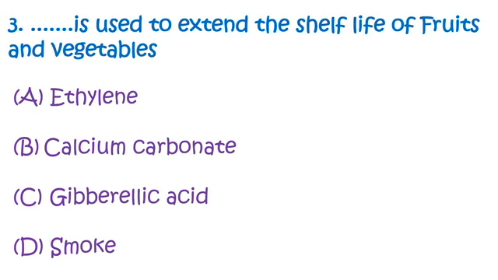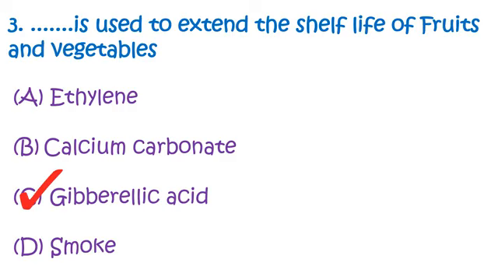Question number 3. Dash is used to extend the shelf life of fruits and vegetables. Options are option A ethylene, option B calcium carbonate, option C gibberellic acid, and option D smoke. The correct answer is option C gibberellic acid. So gibberellic acid is a growth hormone, and it plays a vital role in generation and cell proliferation or the multiplication. So when it is there present in the plant, it helps the plant to grow and mature and give the flowers. So it is normally applied to extend the shelf life as a coating during the storage.